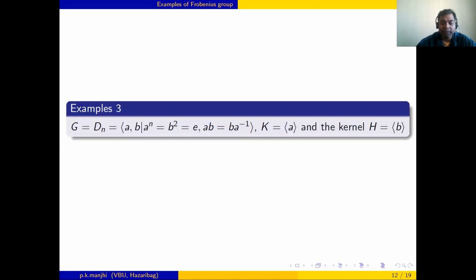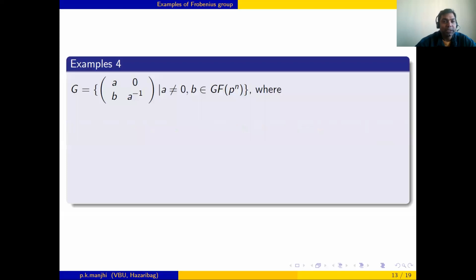Every dihedral group with n prime is also a Frobenius group, and in this Frobenius group the kernel is simply generated by a. As we see, the dihedral group is generated by a and b, where the order of a is n and the order of b is 2, and a and b are related like this: ab equals b a inverse. In this group the kernel will be generated by a, and the complement by b. That is, both are cyclic groups. So this is another example of a Frobenius group.